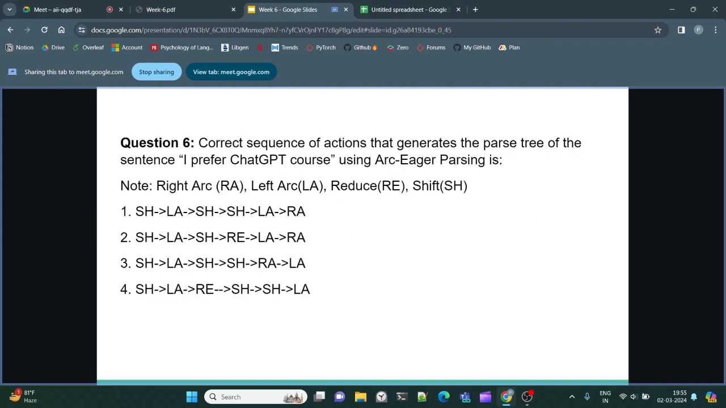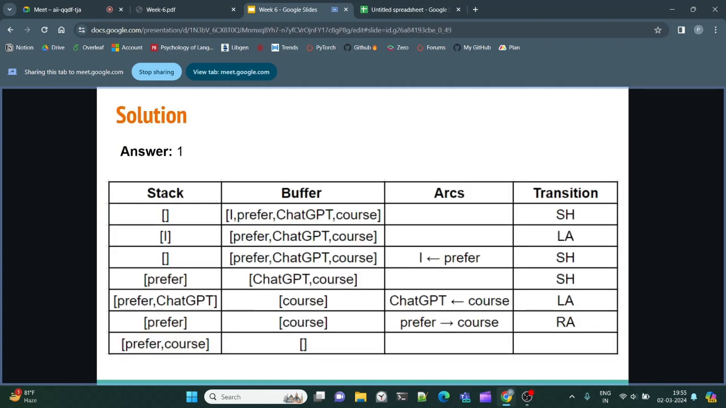So now let's see how to go about it. In dependency parsing, we have three things: a stack, a buffer, and the arcs. So initially when I start, what are the initial conditions? My stack would be empty. What is the stack? The stack holds the partially processed words.